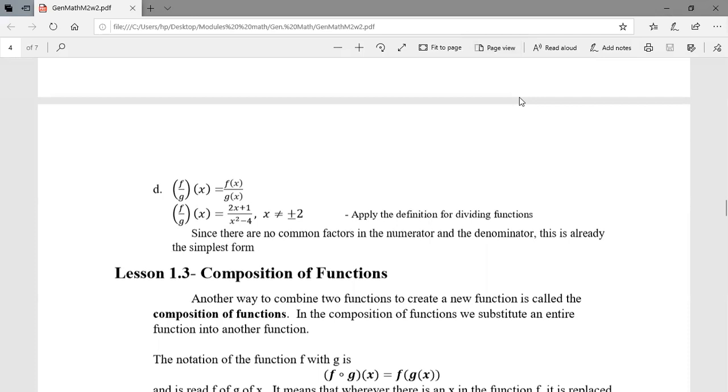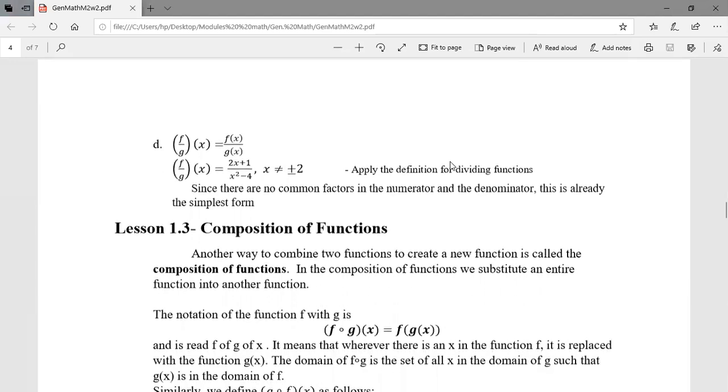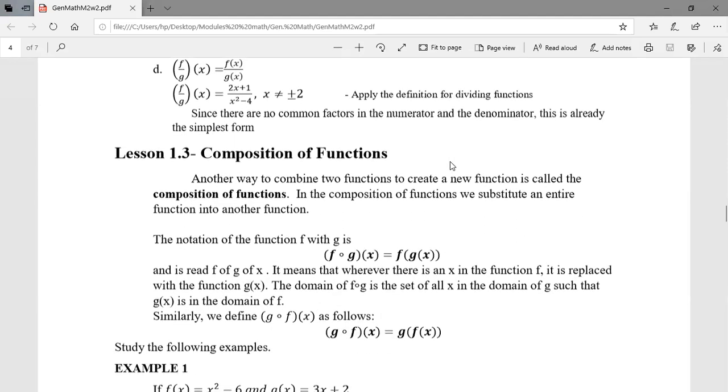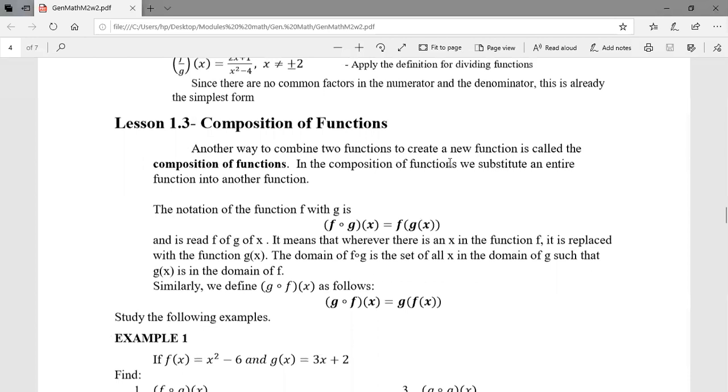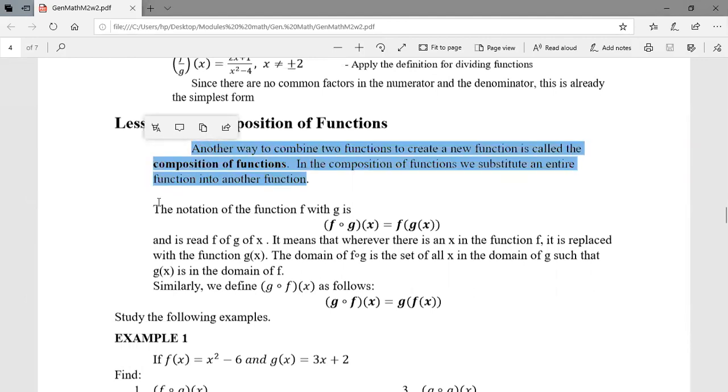Okay, for composition of function. So your main problem here. Okay, it is another way to combine two functions to create a new function. It is called composition of function. In the composition of function, we're going to substitute an entire function into another function.